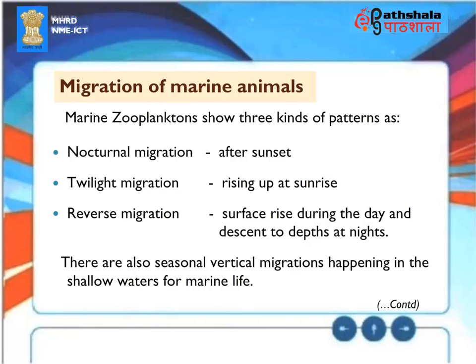Migration of marine animals. Marine zooplankton show three kinds of patterns: nocturnal migration after sunset, twilight migration rising up at sunrise, and reverse migration, surface rise during the day and descent to depths at night. There are also seasonal vertical migrations happening in the shallow waters for marine life.